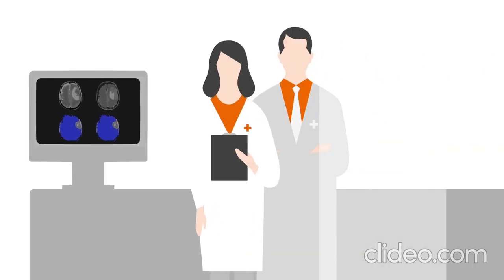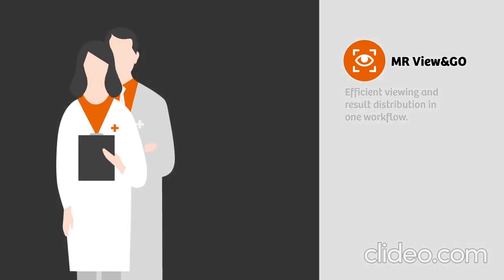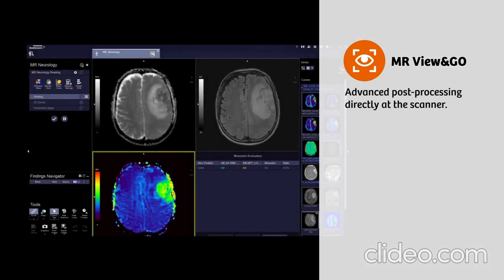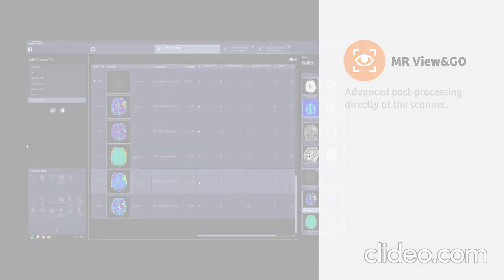MR View and Go provides intuitive tools that manage and distribute results efficiently and enables advanced post-processing such as perfusion mismatch analysis directly at the scanner. Results can be sent to PACS ready to read and saves valuable time for the radiologist.